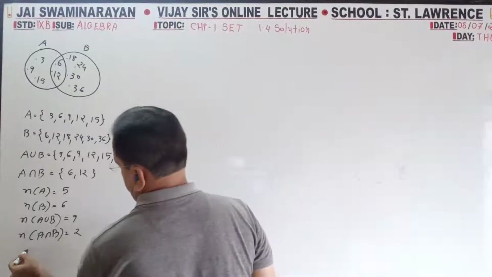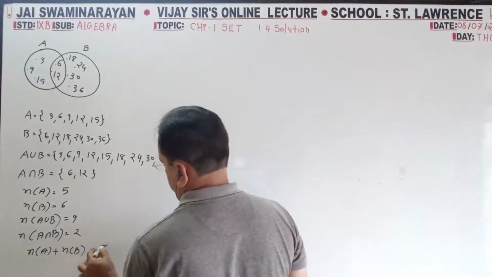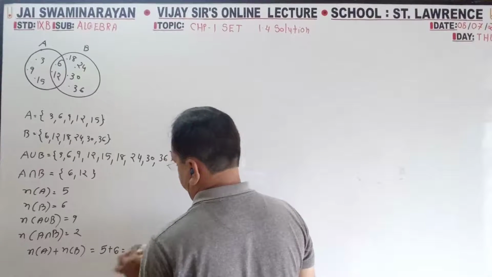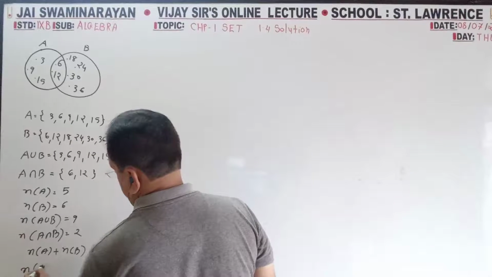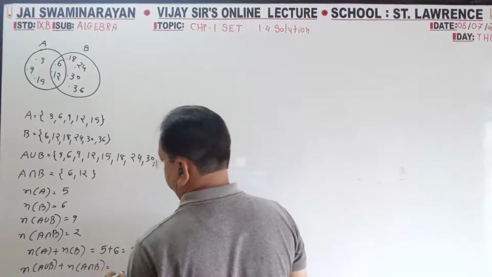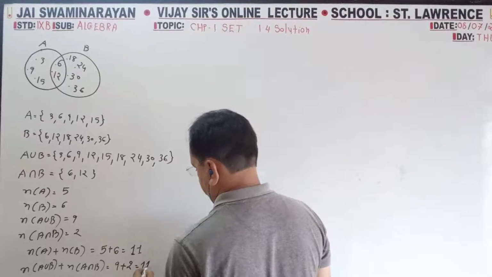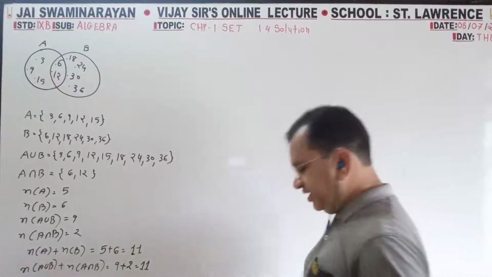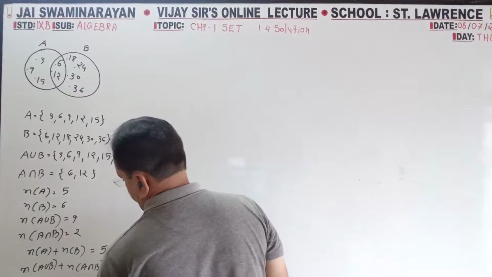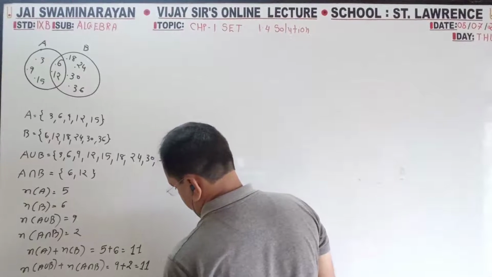Now two things: number of A plus number of B only, 5 plus 6, 11. The number of A union B plus number of A intersection B, 9 plus 2. From that we can prove number of A union B plus number of A intersection B is equal to number of A plus number of B.